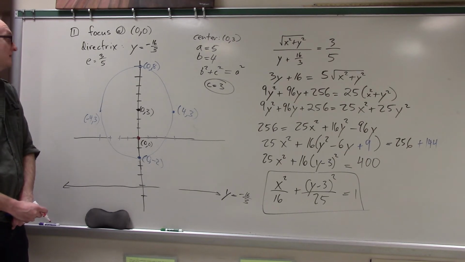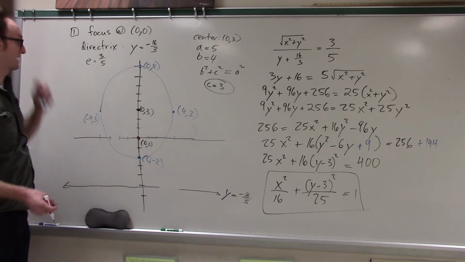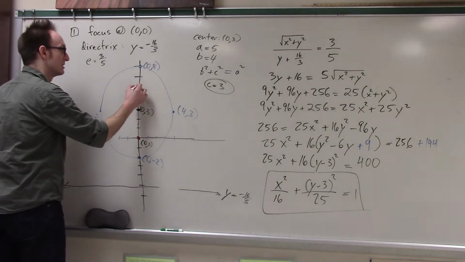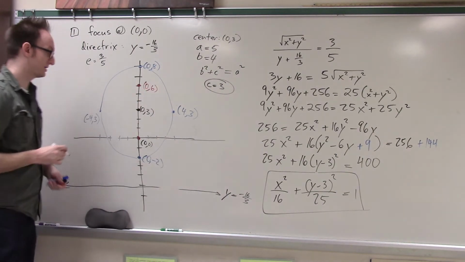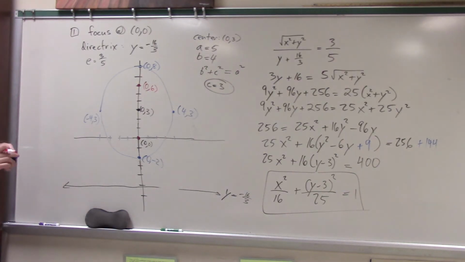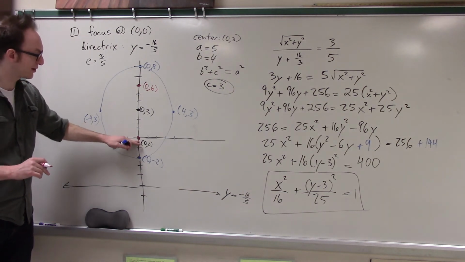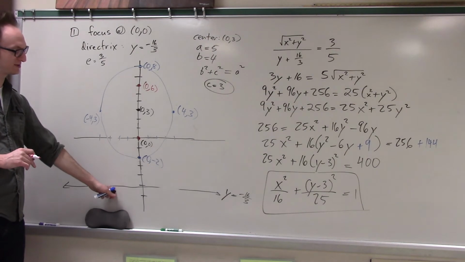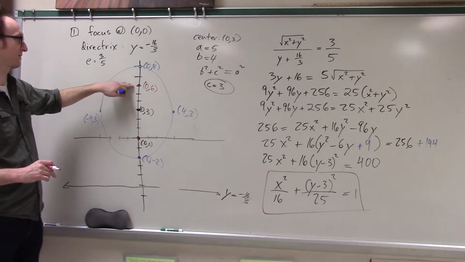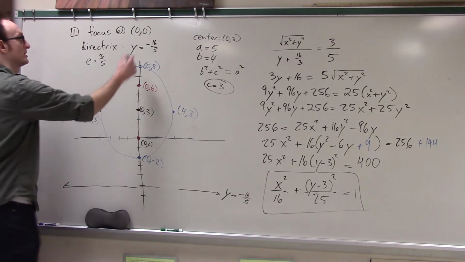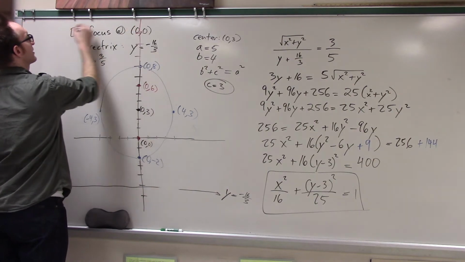There's also going to be another focus, which is going to be 3 away from the center on the other side. So that'll be here at (0, 6). And there's also going to be another directrix as well, which is sort of like -16/3. One directrix is 16/3 away from this focus, and the other directrix is 16/3 away from the other focus. So it's like 1, 2, 3, 4, 5, and a third.